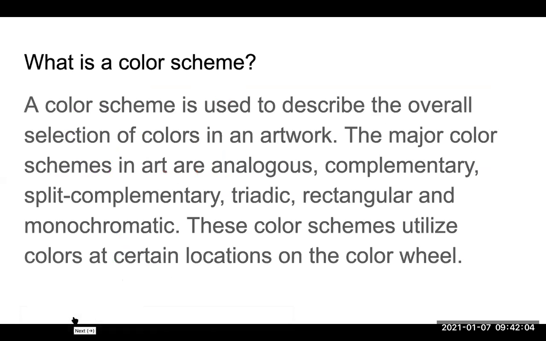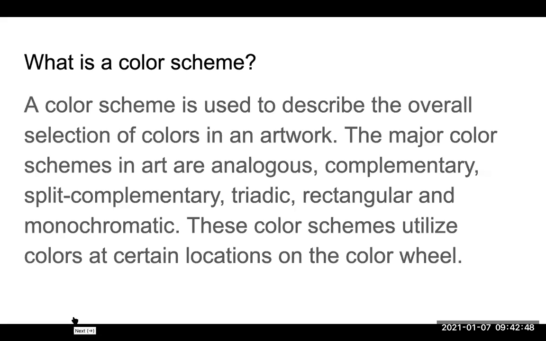So a scheme is just an idea of what your colors are in a specific piece of artwork. There are some major color schemes in art. They are analogous, complementary, split complementary, triadic, rectangular, and monochromatic. There's also things like pastel color scheme, or a warm color scheme, or a cool color scheme, or an earthy color scheme. The major ones are the ones that I just mentioned, we'll go over, and then we'll be adding these others into your choices if you wish.